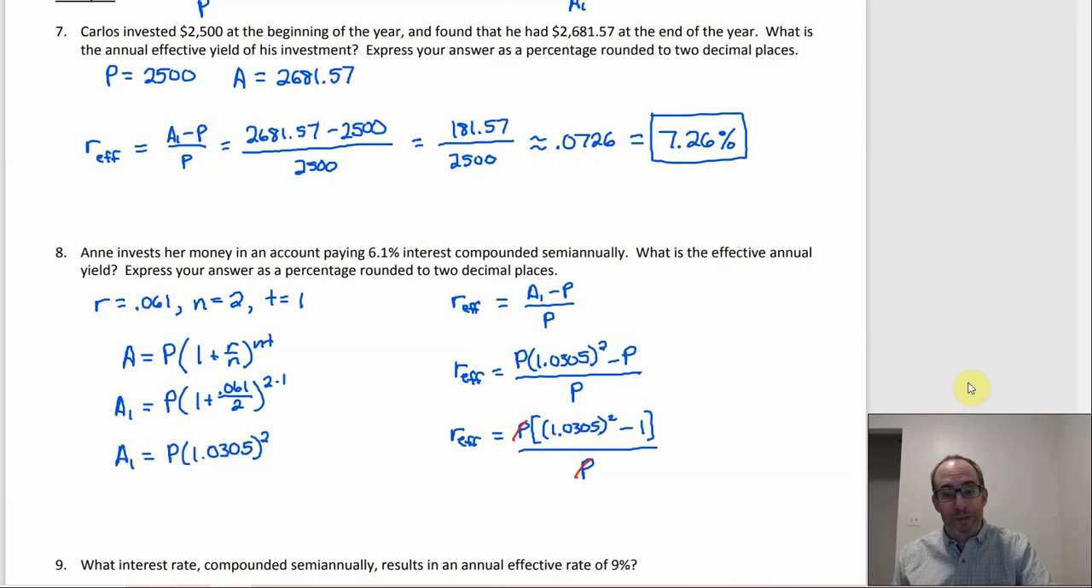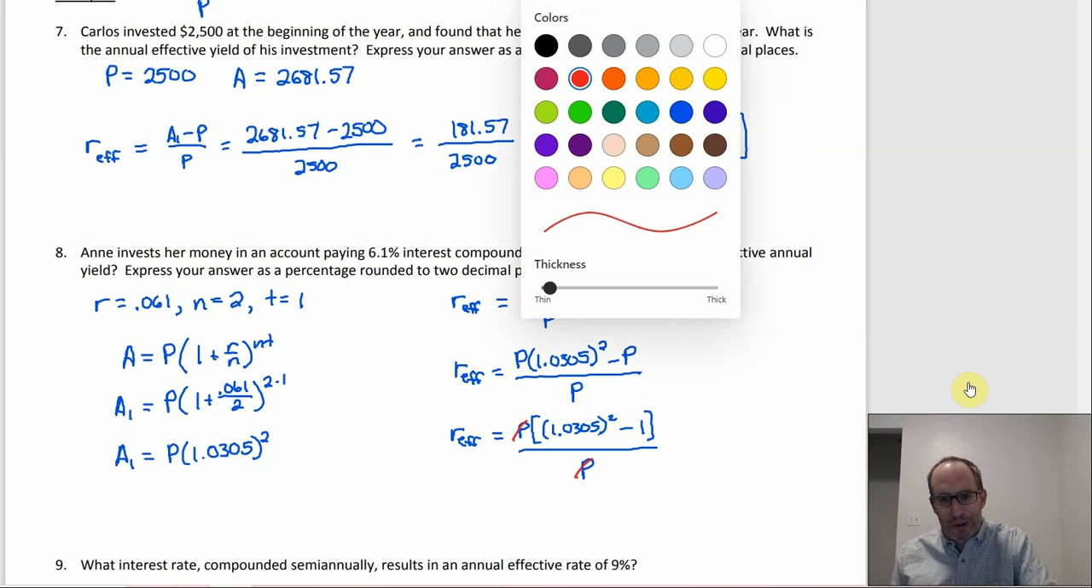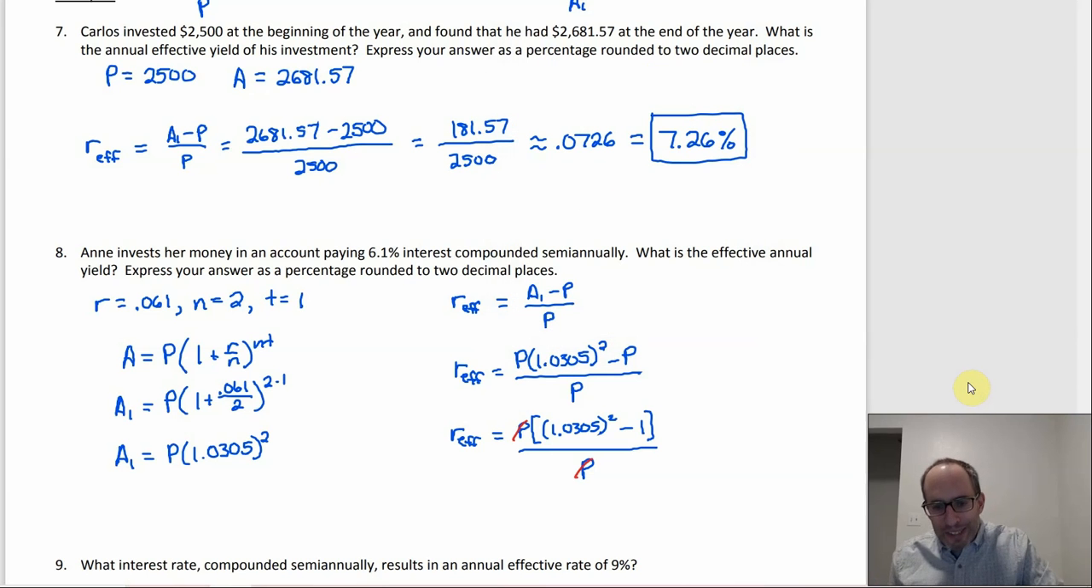You can cancel them because P isn't going to be 0, so you don't have to worry about division by 0 or anything. It's just some number, some unknown number, but it is just some number.